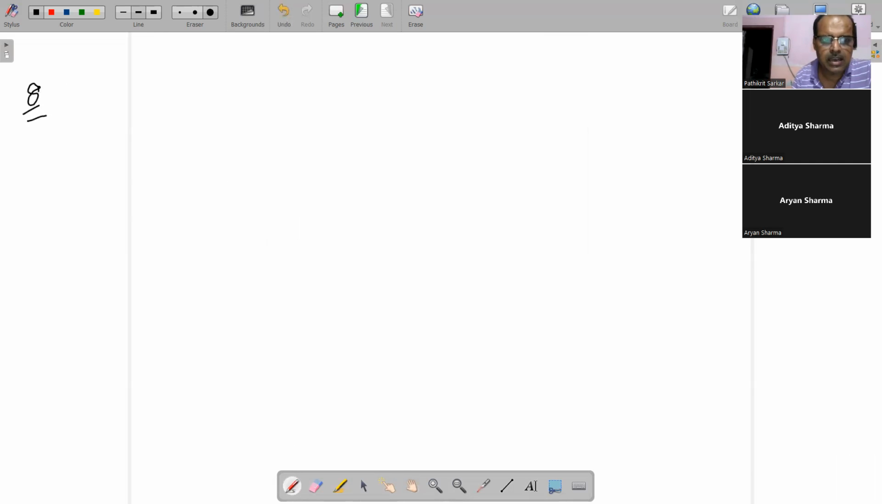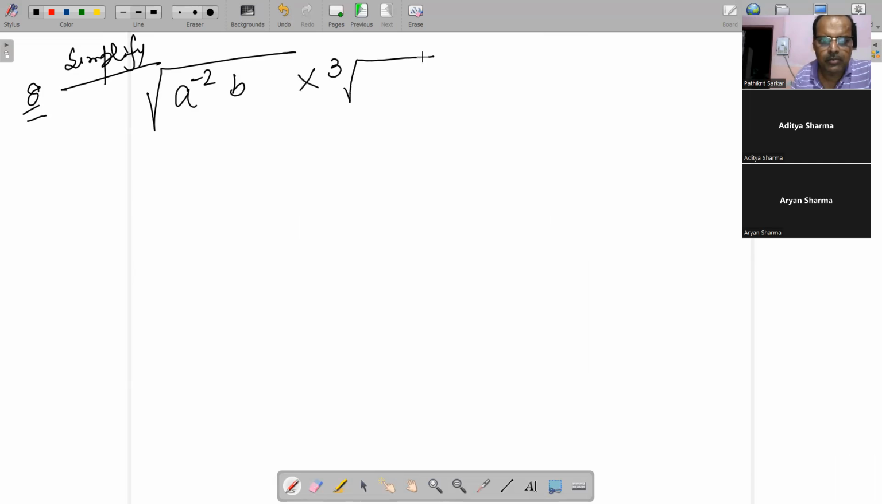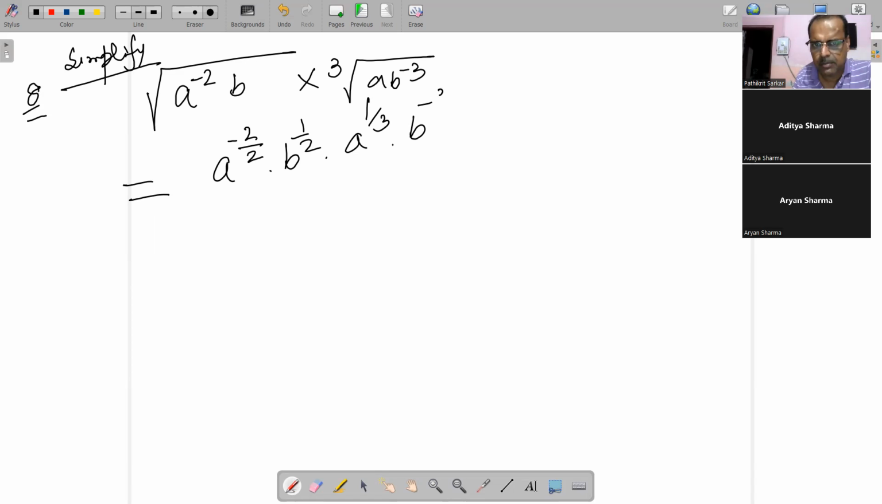सिंप्लीफिकेशन प्रॉब्लम में ऐसा दिया है, सिंप्लीफाई करो. सो यू हैव बीन आस्क्ड टू सिंप्लीफाई. सपोज इट इज a टू दी पावर -2 into b into क्यूब रूट ऑफ a into b टू दी पावर -3. So how to simplify these things? टोटल होगा a to the power -2/2 and b to the power half, और यहाँ पर होगा a to the power 1/3, क्योंकि 3 है मतलब 1/3 होगा, और ये होगा b to the power -3/3.